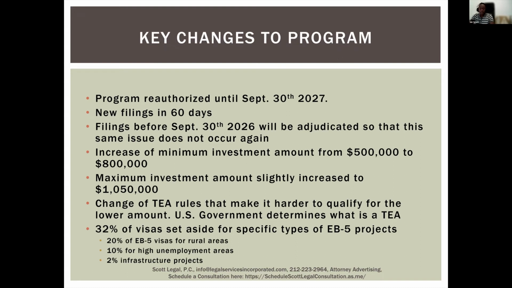Some of these we talked about earlier, but I think it's worth going over some of the key changes to the program. So the program was reauthorized until 2027, which is great. So we don't have to worry about the same nonsense happening that happened before. The new filing to 60 days, I'm going to change that for the next slide, because this was made right after the change, so that's not applicable. So people can file after, regional centers are reauthorized, they can file.